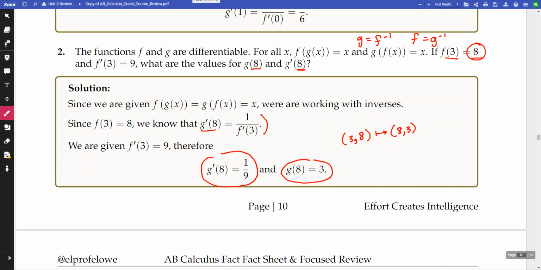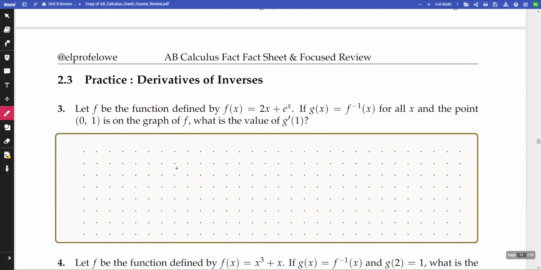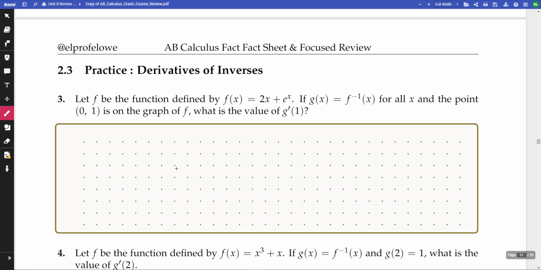In our last video, we looked over the relationship between inverses and their derivatives. Let's look at a few examples with our work in this video. So, practice on derivatives of inverses.